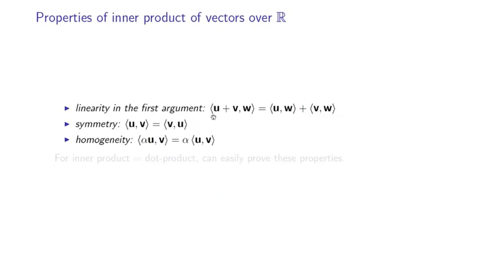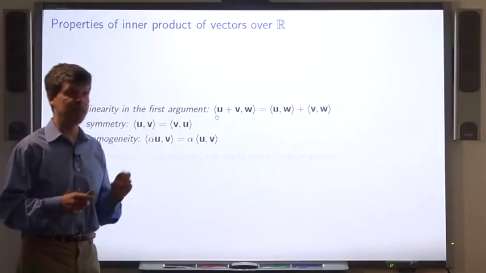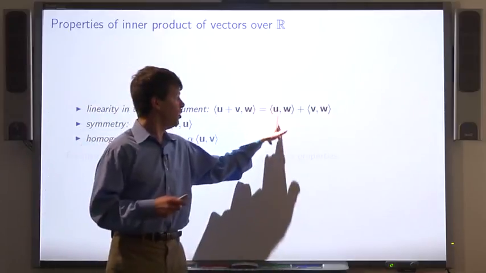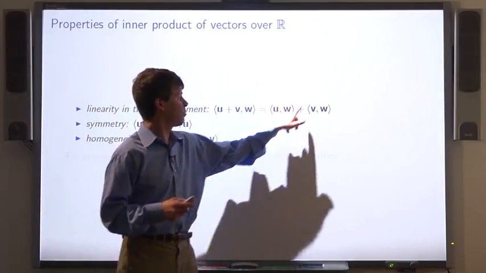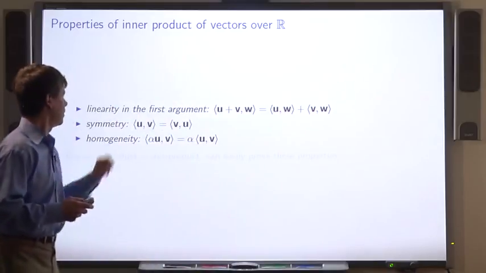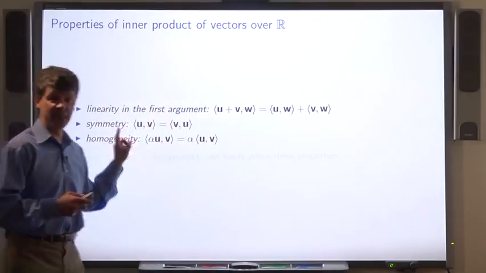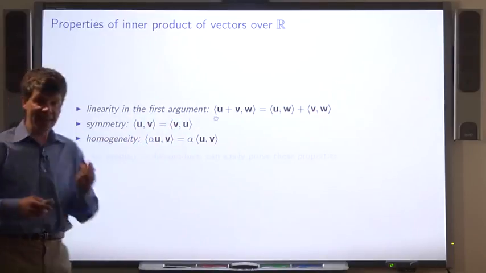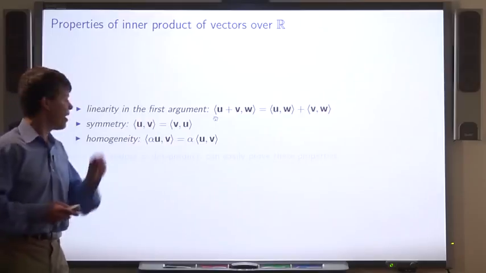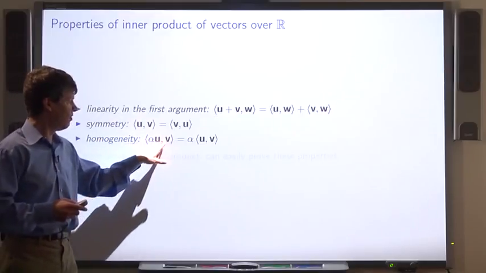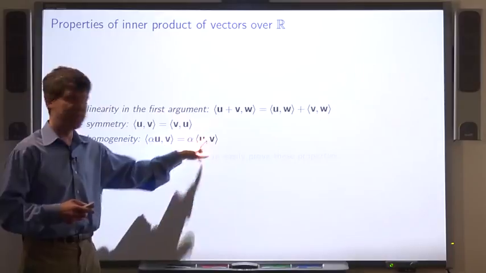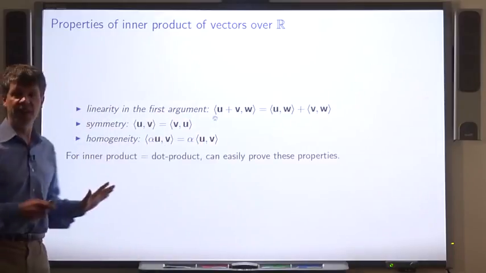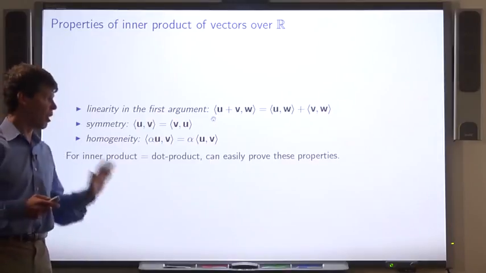The inner product has several properties. It's linear in the first argument, which means the inner product of u plus v with w is the inner product of u with w plus the inner product of v with w. It's symmetric. That is, the inner product of u with v is the same as the inner product of v with u. And it satisfies homogeneity, which means the inner product of alpha u with v equals alpha times the inner product of u with v. And it's easy to prove these properties when we define our inner product to just be dot product.